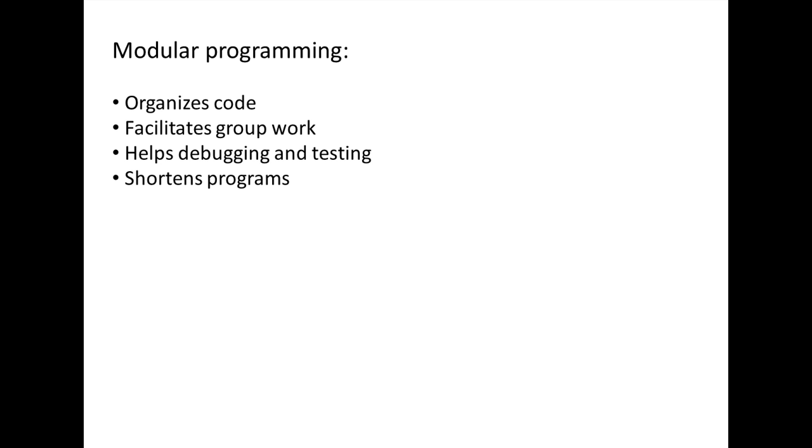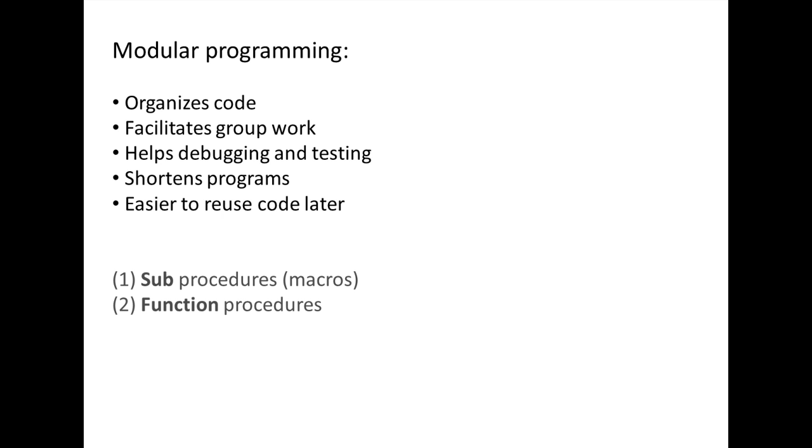In many programs, you will need to execute the exact same set of commands multiple times. With modular programming, you only need to write those set of commands once in a single procedure, and this can shorten your code significantly. If you write all your programs in a modular fashion, it will be easy to later reuse procedures in other programs you develop at a later time. There are two types of procedures in VBA: subprocedures, which are sometimes called macros, and function procedures. This lesson will focus on subprocedures.